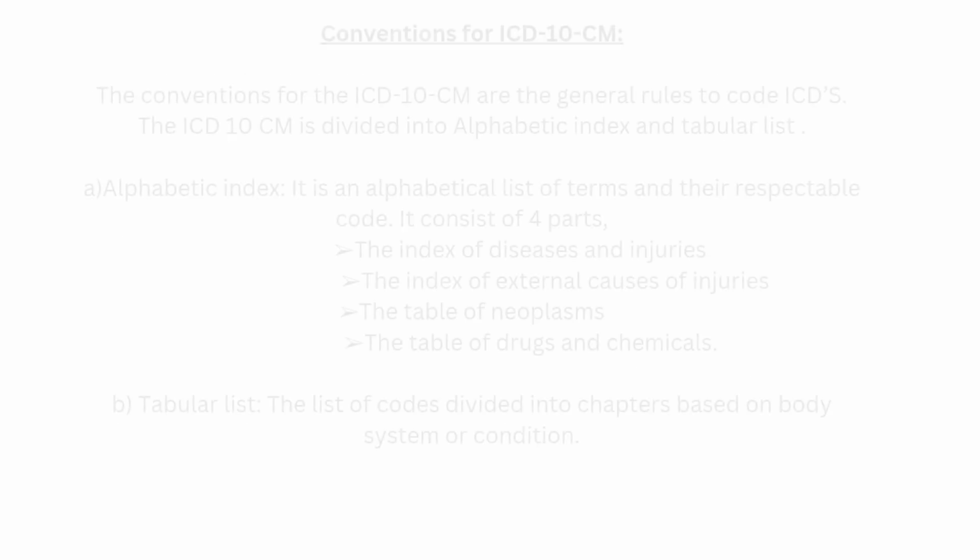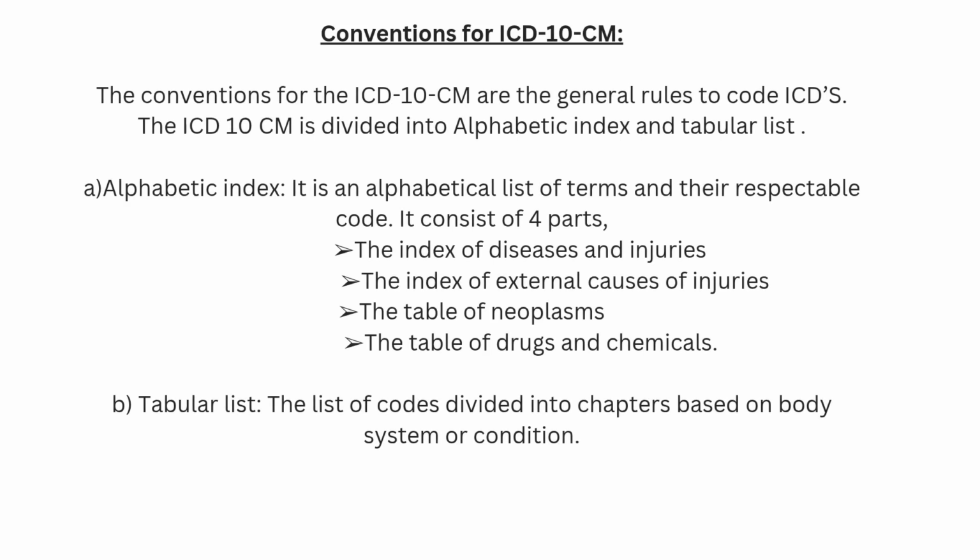And now we are discussing conventions for ICD-10. The conventions of ICD-10 are general rules for coding, and the ICD-10 is divided into the alphabetic index and the tabular list. The alphabetic index consists of four parts. One is the index of diseases and injuries, second is the index of external causes of injuries, third is the table of neoplasms, and fourth is the table of drugs and chemicals. Part B is the tabular list. The tabular list is divided into chapters based on body systems or conditions.